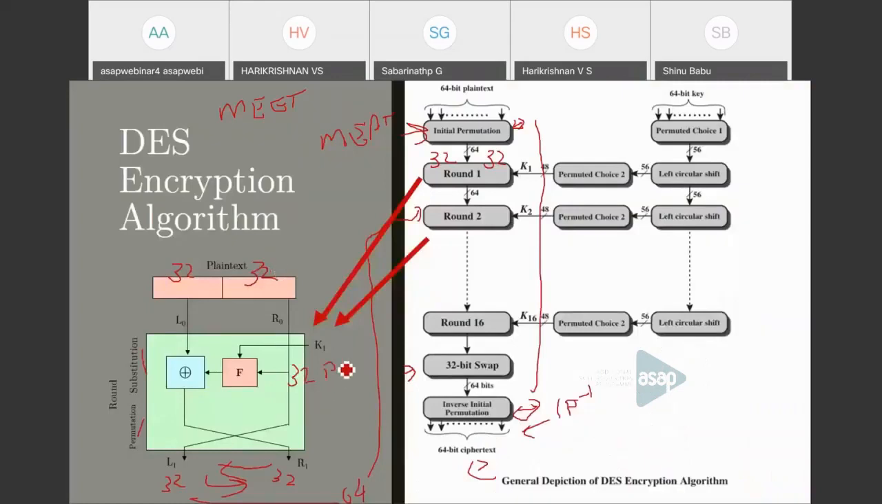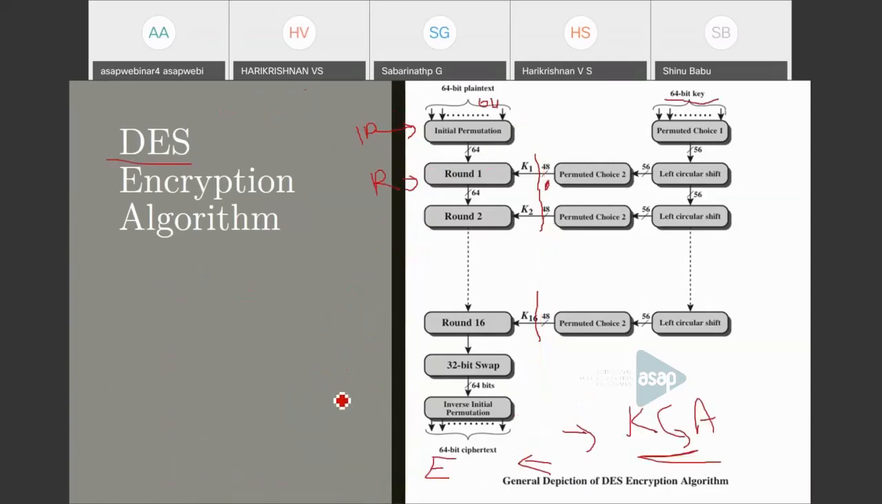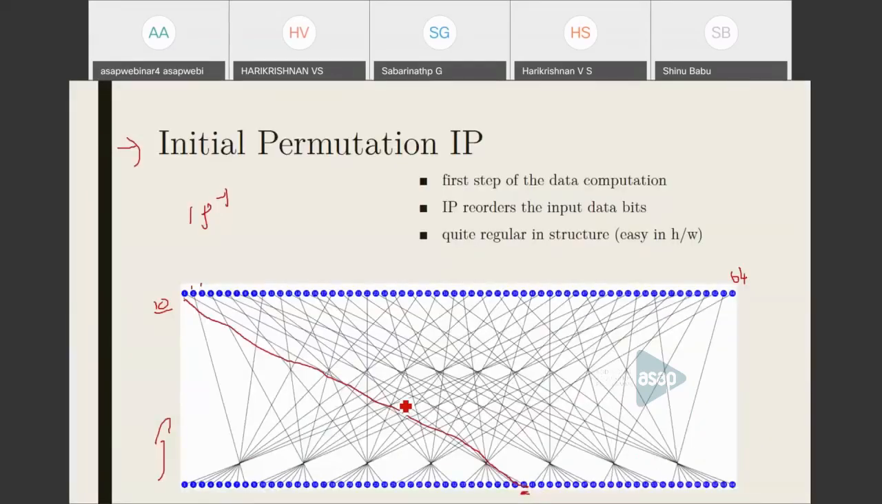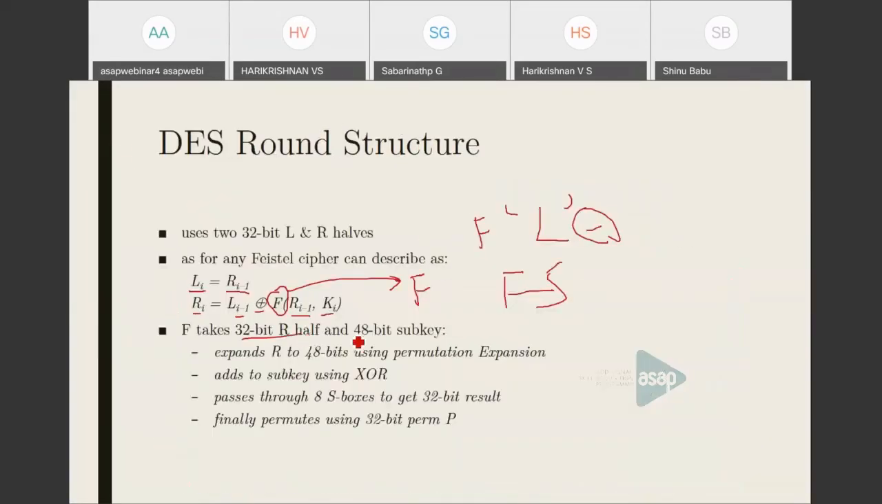So the 32 bits of the plain text go into the F function, along with the round key. From here, the round key is just 48 bits. So 48 bits of key and the 32-bit right half are processed by the F function. Fine. Okay, let us come back. Sorry about that. Right, so the right half will be processed here, a 32-bit right half and a 48-bit key.